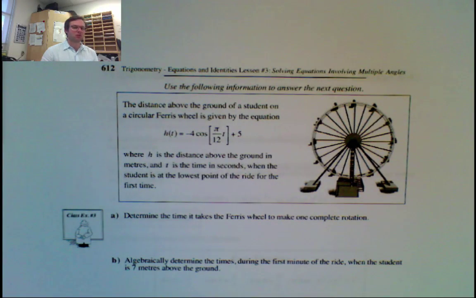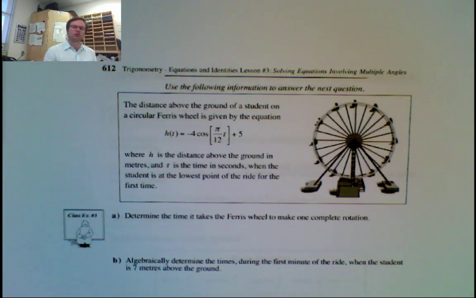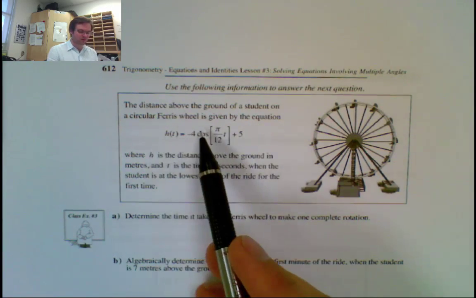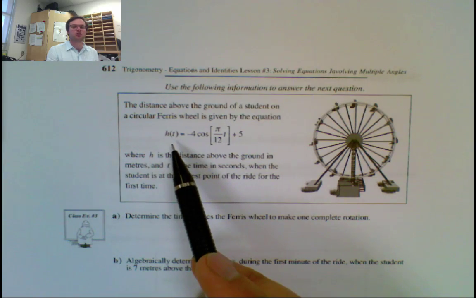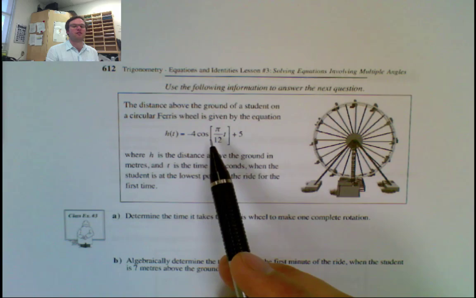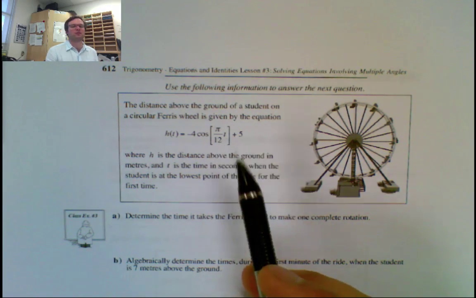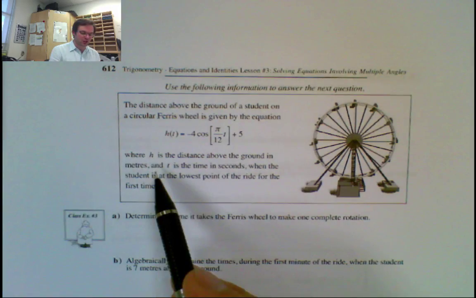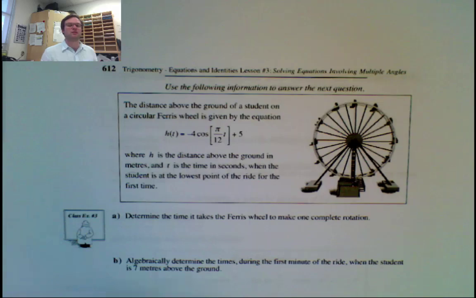So for class example number 3, we want to determine the time it takes the Ferris wheel to make one complete rotation. So let's first look at the information here. It says the distance above the ground of a student on a circular Ferris wheel is given by the equation: my height as a function of time is equal to -4 cosine of pi divided by 12 multiplied by the time, all plus 5. Okay? So h is the height above the ground in meters, t is the time to the nearest second when the student is at the lowest point of the ride for the first time.